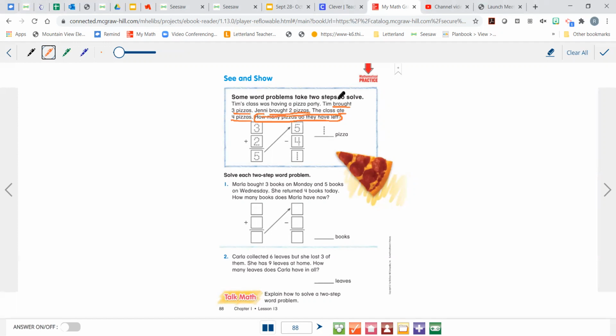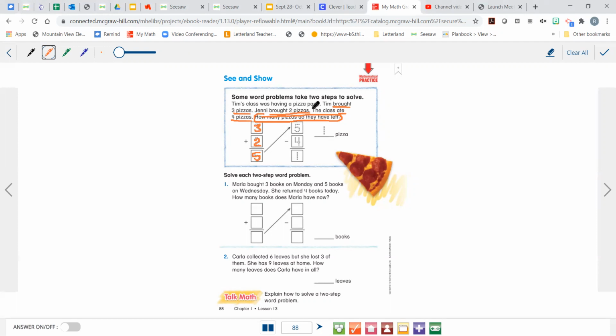So the first thing we underlined was brought 3 pizzas, so that's where this 3 came from. And then brought 2 pizzas. That means that's how many are coming in. That's where the addition comes from. So 3 plus 2 equals 5. That tells us how many pizzas they had after they were all brought in.